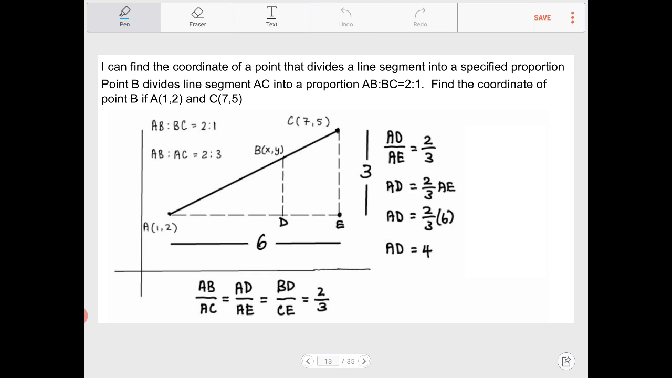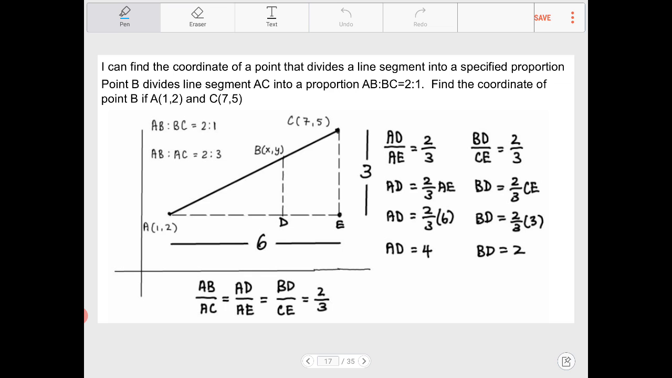Similarly, I can solve for BD by saying BD to CE is again equal to 2/3. And I know what CE is. CE is equal to 3, thereby giving me BD is equal to 2.